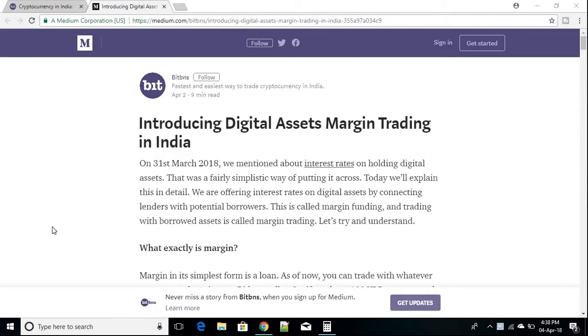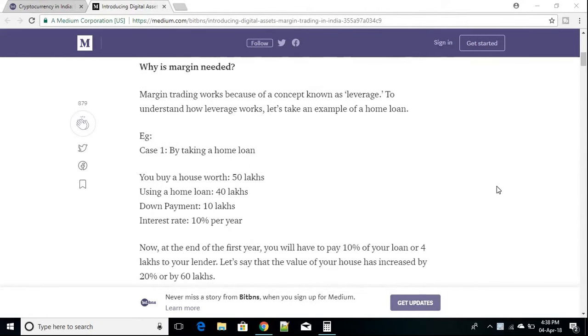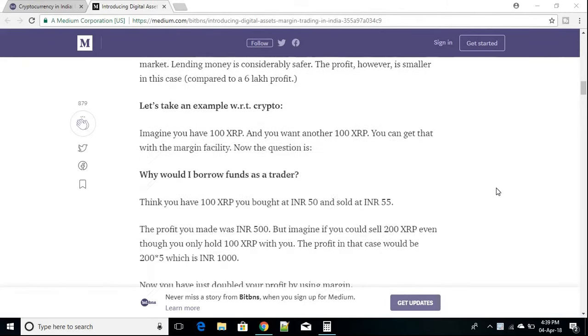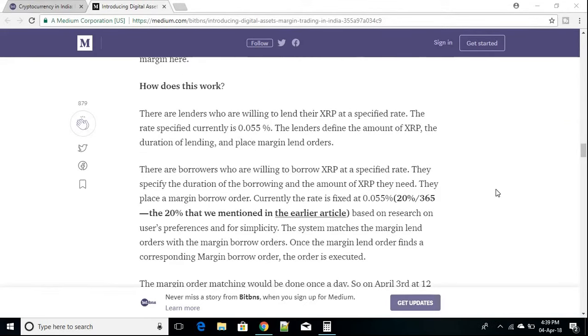So today I'm going to explain the trading section, lending and borrowing, which is being introduced by Bitbns as so-called asset margin and trading in India. It was launched on the 31st of March 2018. For lending and borrowing, we have an interest rate. They said they will put the interest rate for the borrowers at 0.055 percent, which is the borrowing rate for the borrowers.